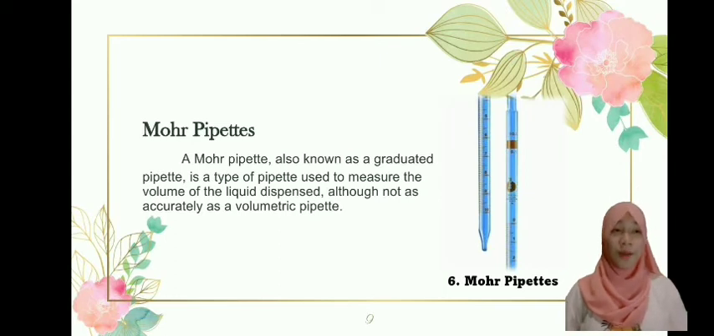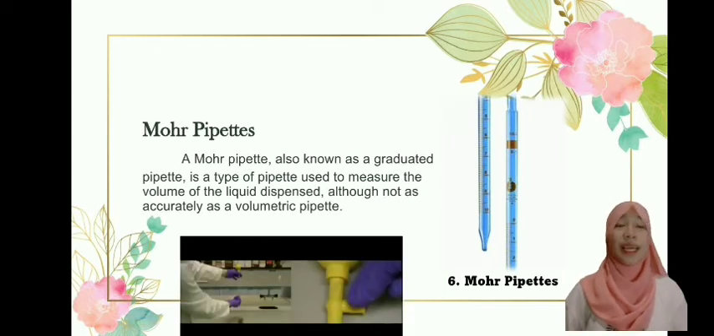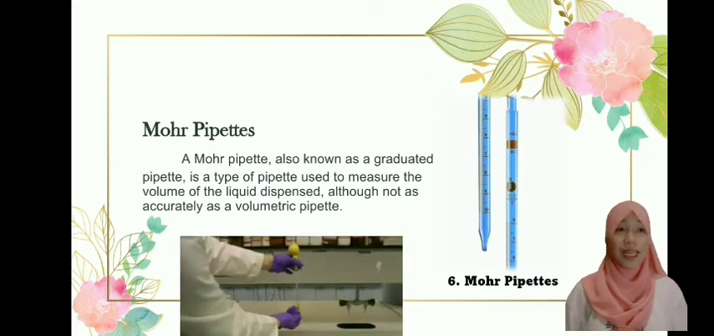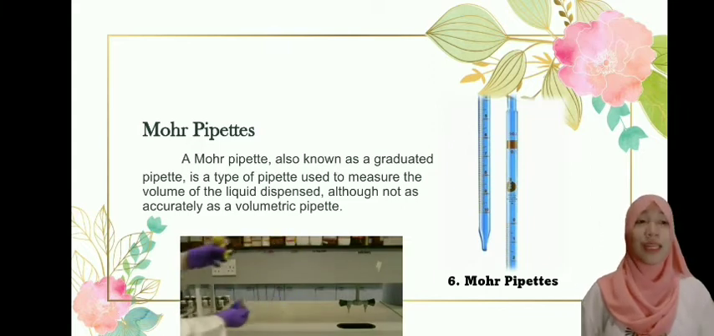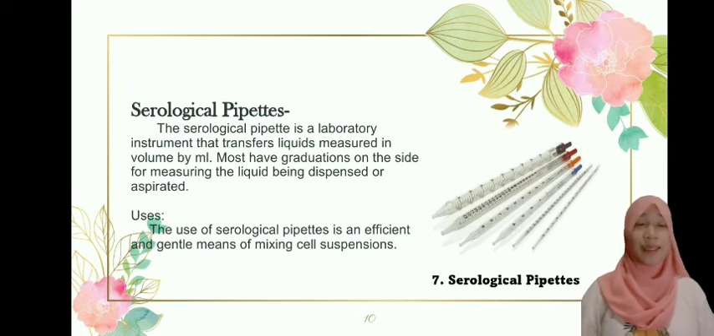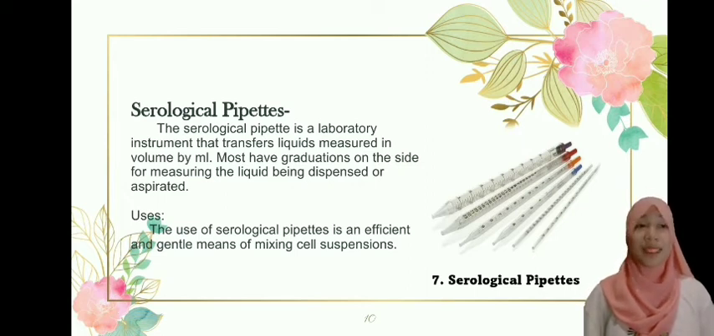We have also Mohr pipettes. A Mohr pipette, also known as a graduated pipette, is a type of pipette used to measure the volume of the liquid dispensed, although not as accurately as a volumetric pipette. The other one is the serological pipettes. The serological pipette is a laboratory instrument that transfers liquid measured in volume by mL. Most have graduations on the side for measuring the liquid being dispensed or aspirated. The use of serological pipettes is an efficient and gentle means of mixing cell suspensions.